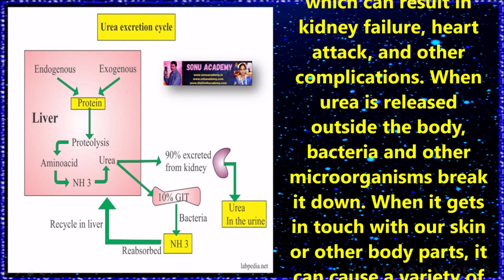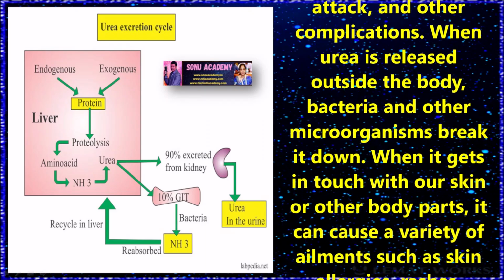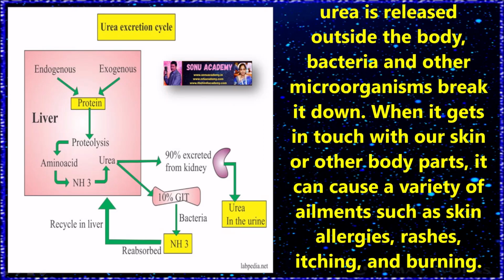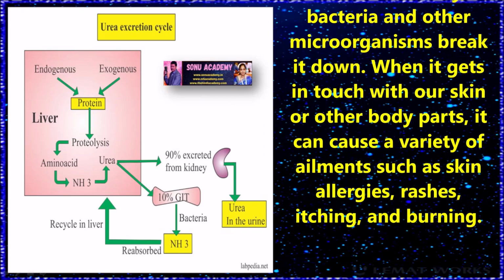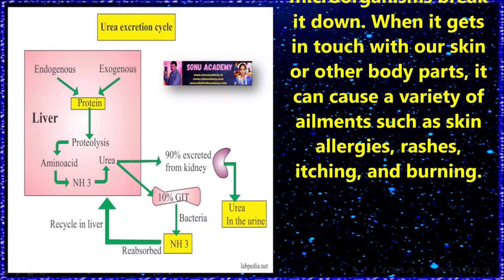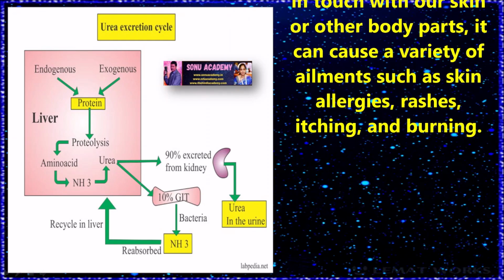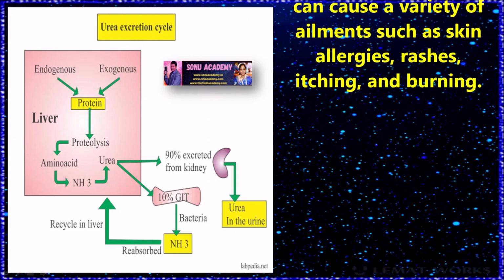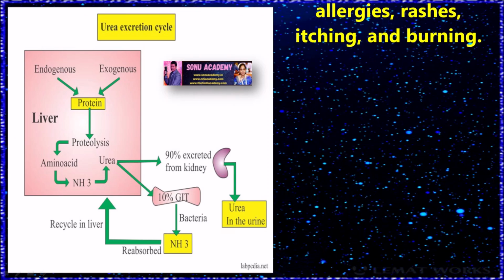When urea is released outside the body, bacteria and other microorganisms break it down. When it gets in touch with our skin or other body parts, it can cause a variety of ailments such as skin allergies, rashes, itching, and burning.